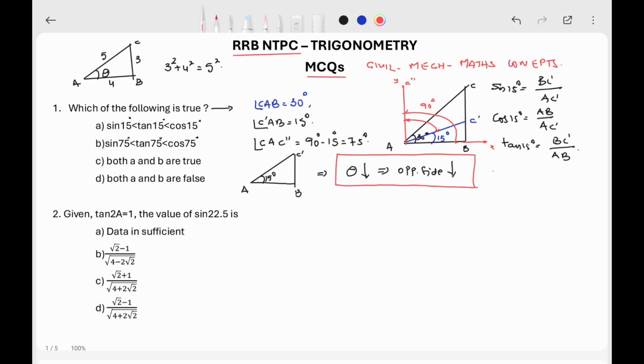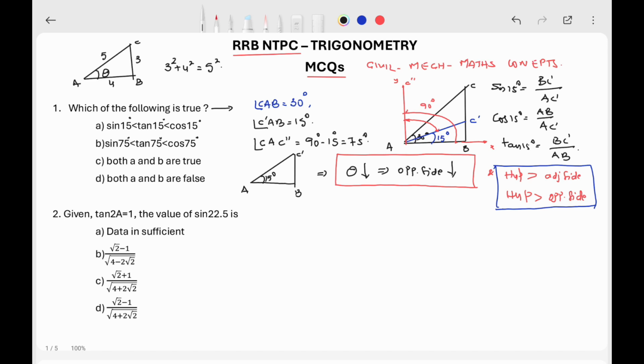And also, hypotenuse is always greater than the adjacent side, and hypotenuse is always greater than the opposite side for an angle theta which is not equal to 0. Theta is not equal to 0 and theta is less than 90 degrees. These principles we will be applying now.